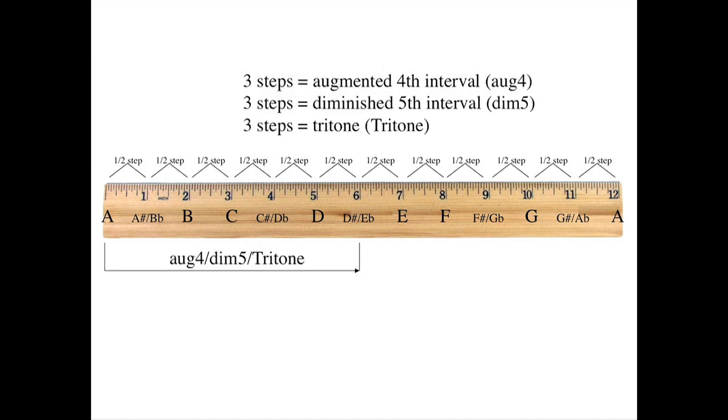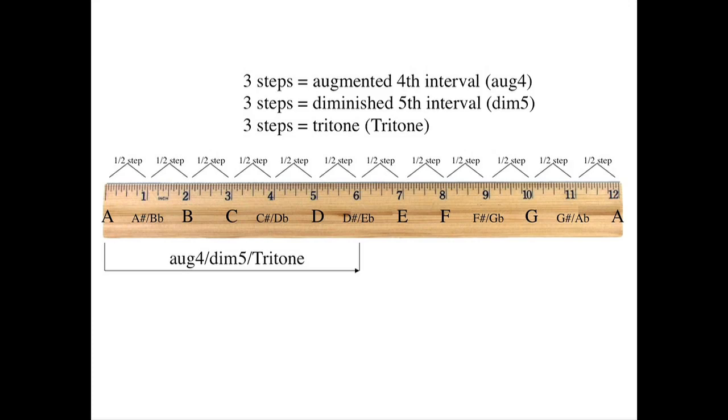The next interval is kind of interesting. This one we'll take a little more time on. This interval actually has 3 names. It's 3 steps in distance, and it's called either the augmented fourth, or the diminished fifth, or the tritone.